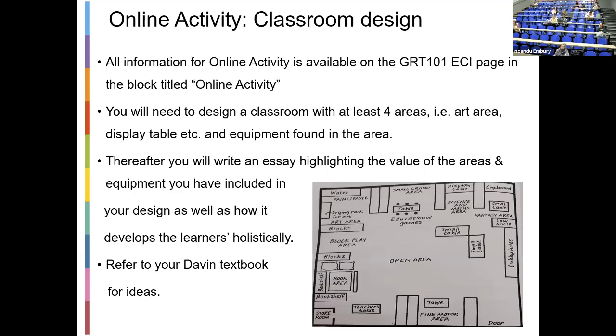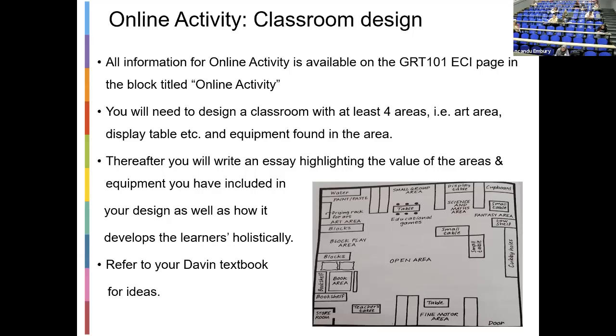All right, let's discuss your online activity and what is required of you. All the information I'm giving you is available on the ECI page. First of all, you need to make sure you read up in your Davin textbook about all the different indoor and outdoor areas you find during your free play sessions. So you need to investigate all the different types of areas.